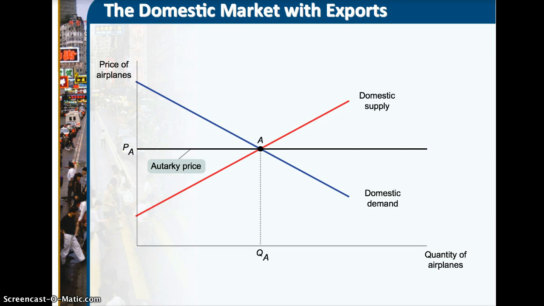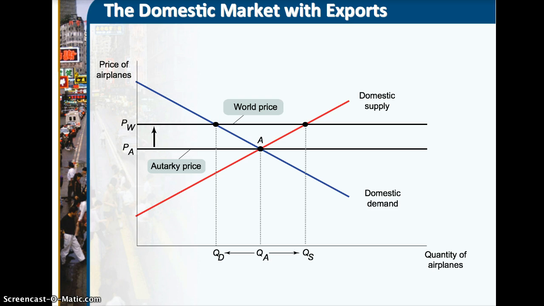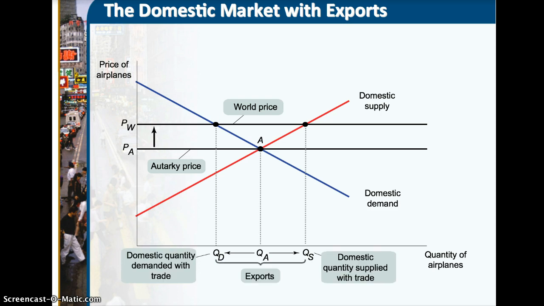Here, the world price PW is greater than the autarky price PA. When the economy is open to international trade, some of the domestic supply is now exported. The domestic price rises from the autarky price PA to the world price PW. As the price rises, the domestic quantity demanded falls from QA to QD, and the domestic quantity supplied rises from QA to QS. The portion of domestic production that is not domestically consumed is exported.